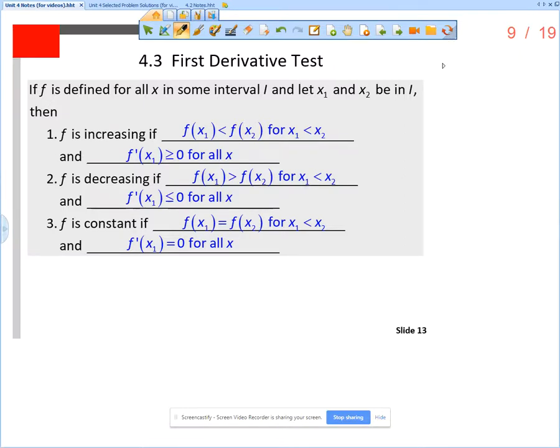All right, so in section 4.3, we're talking about something that I refer to as the first derivative test. This is basically understanding what the sign of the first derivative tells us.